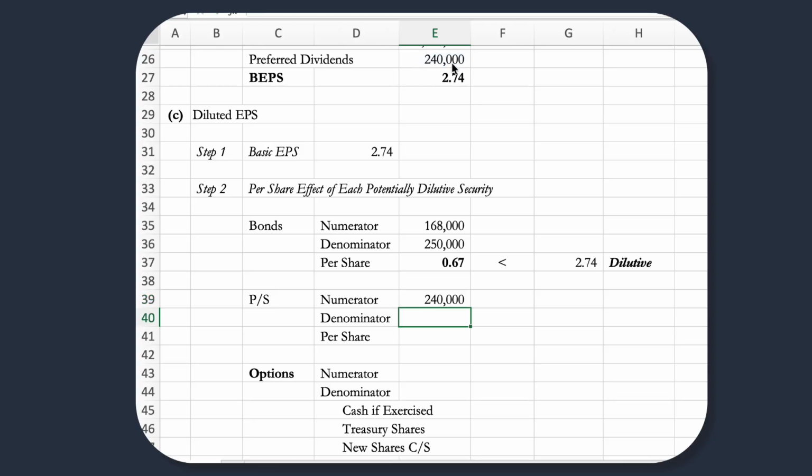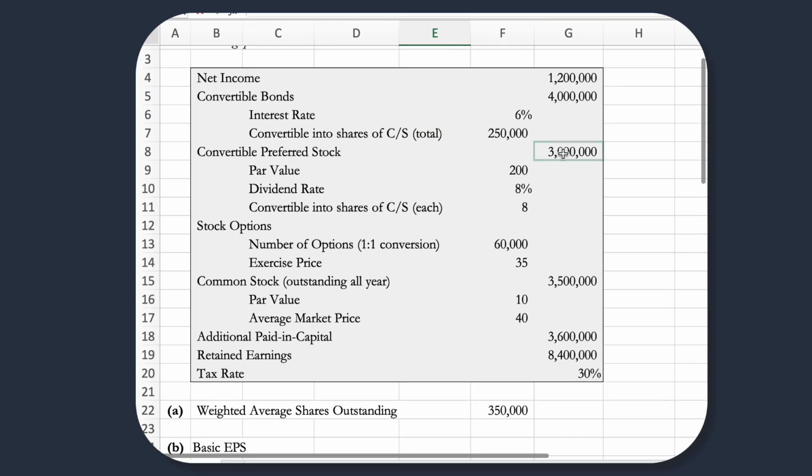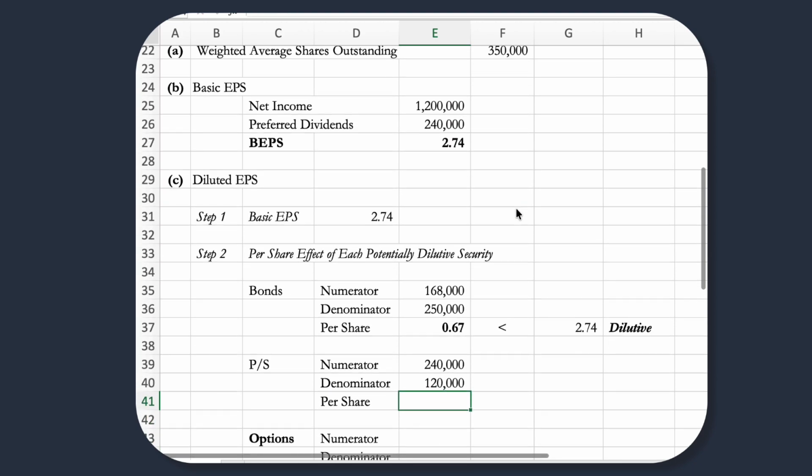The denominator effect is how many new common shares will be outstanding. So going up here and looking at our convertible preferred stock, it's convertible into 8 shares of common stock per share of preferred stock. So first I need to figure out how many shares of preferred stock I have. I'm going to open a parenthesis and divide 3 million by the par value. And that is going to give me the number of preferred shares. And then I'll multiply that by 8 to get 120,000.